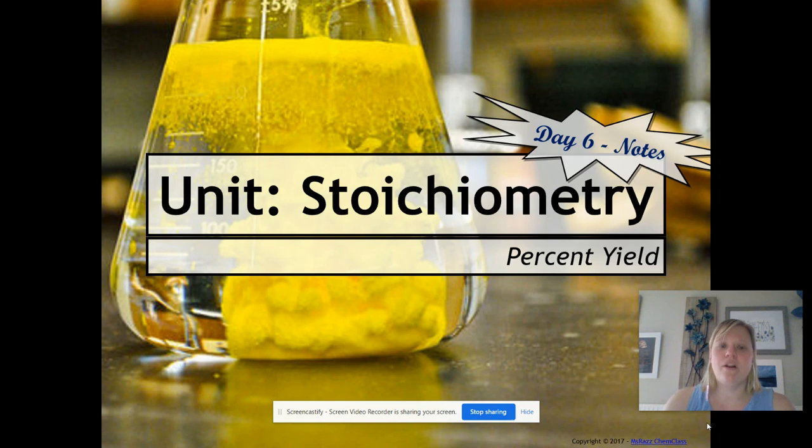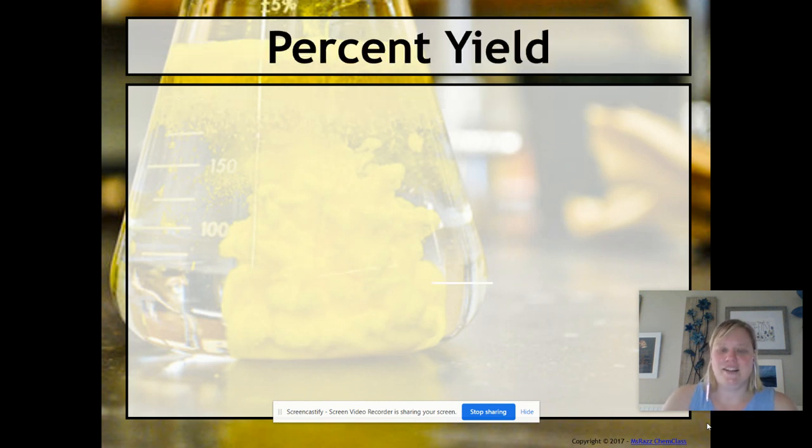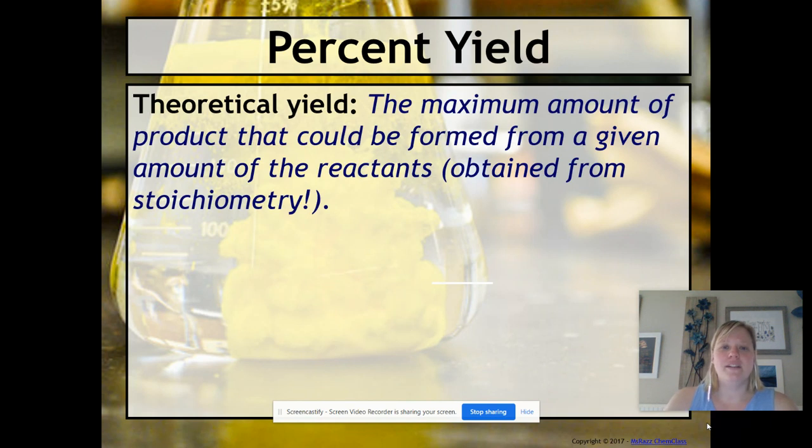So we're going to talk about today what we call percent yield. All right, so the goal of today, we're going to calculate percent yield of a reaction. All right, so what is it? Well, let's talk about theoretical yield, and I just kind of explained that, but it's the maximum amount of product that could be formed from a given amount of the reactants. And we get this from stoichiometry. This is what we've been calculating this entire unit. Based on the amount of reactants we have, this is how much product we should get. That's what we've been trying to figure out.